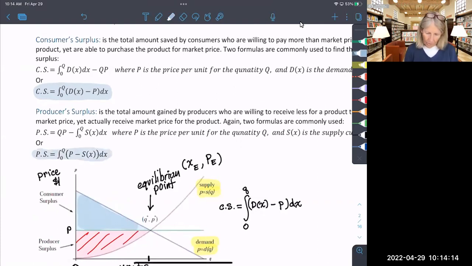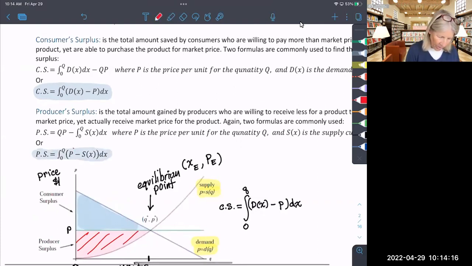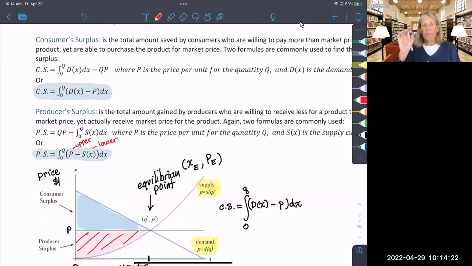The area under the price function. So the price function is like my upper curve, and the supply function is my lower curve. So it's just upper curve minus lower curve, like we've done for the other area problems.